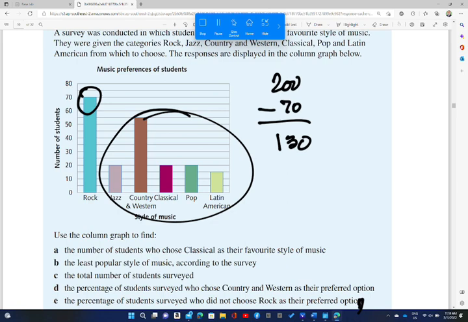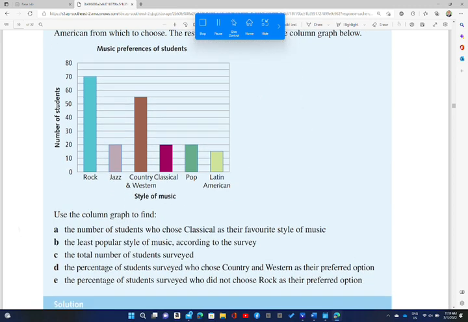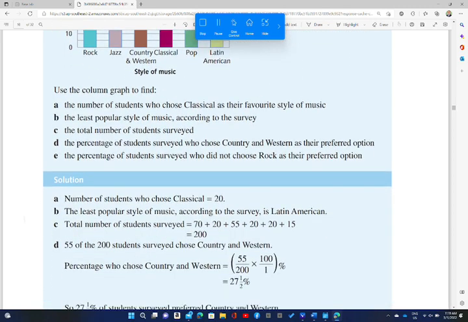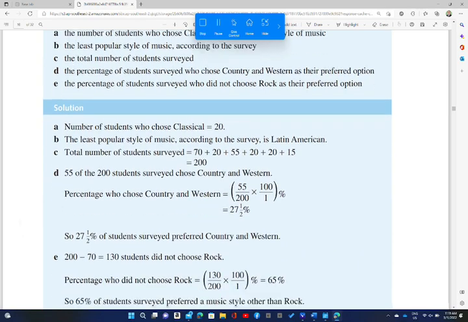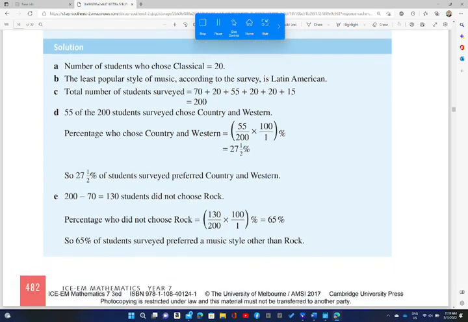One's slightly faster, but as long as you get the right number, remember mathematics is not about the speed, it's about the accuracy. And then you would simply put that 130 over 200. 0.65, which you change to 65%. Okay, let's see what's next. Oh, that was it. And if we look at our answers, we got them right, so we're pretty happy.